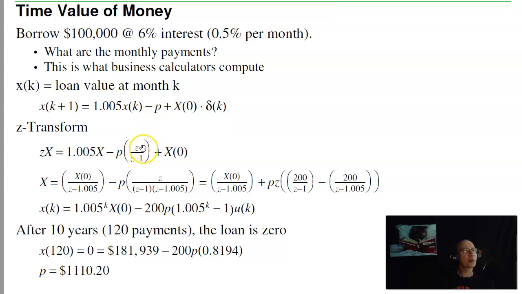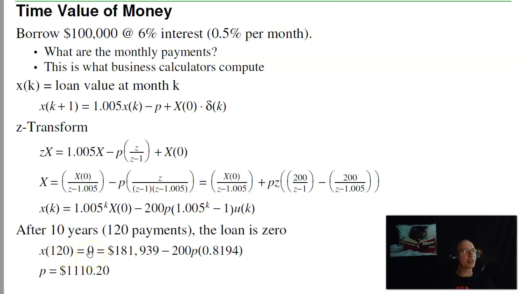This assumes I'm making a payment at time equals 0. If I skip the first month, that'd be 1 over z minus 1, plus my initial loan. Solve for X, and I get this. Do partial fraction expansion. Take the inverse Z-transform. And my endpoint constraint is that k equals 120, which is 10 years.